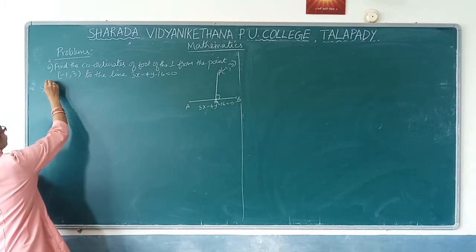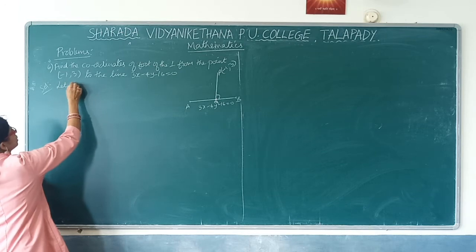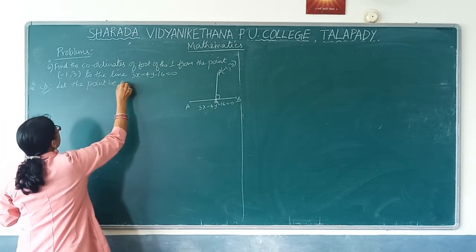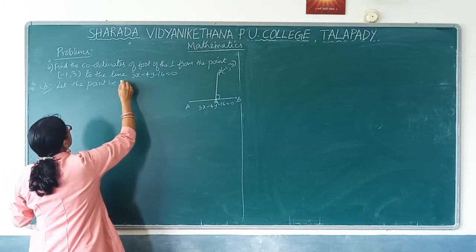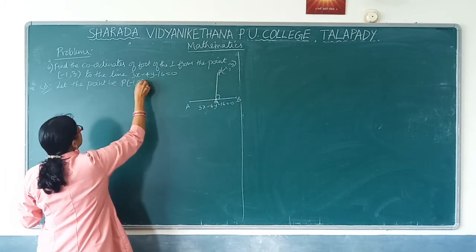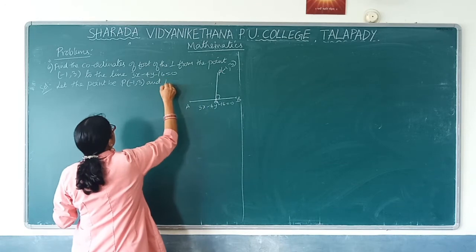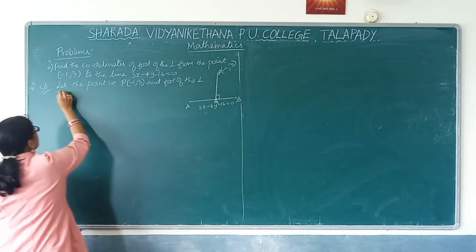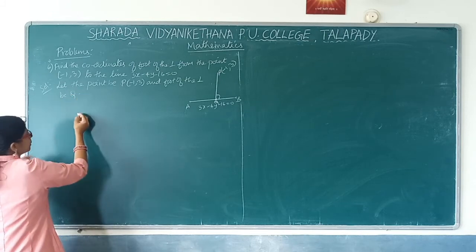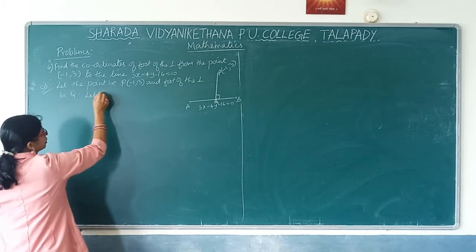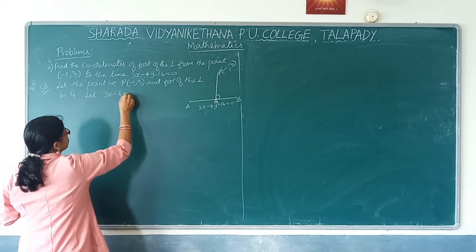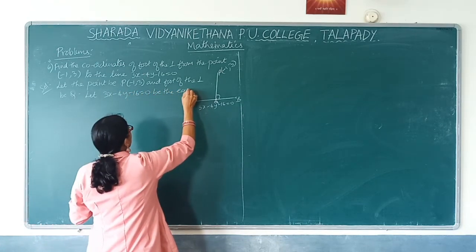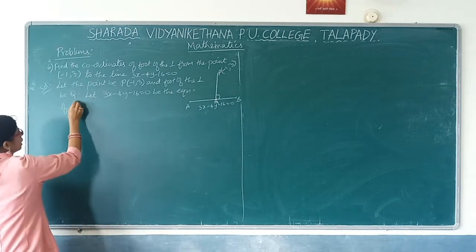Okay, solution. We have to name the points first. Let the point be P of minus 1 comma 3 and foot of the perpendicular be Q. Okay, let 3x minus 4y minus 16 is equal to 0 be the equation of line L.